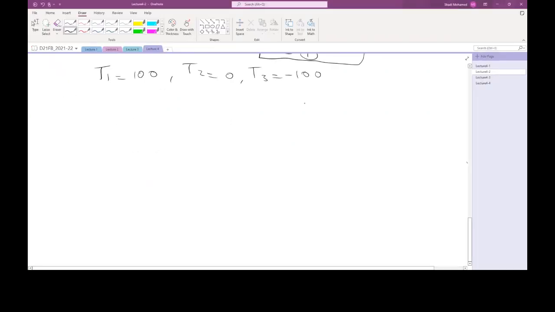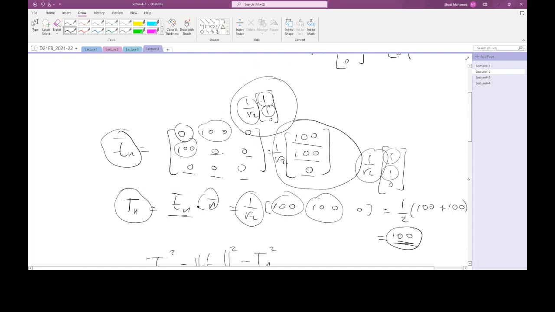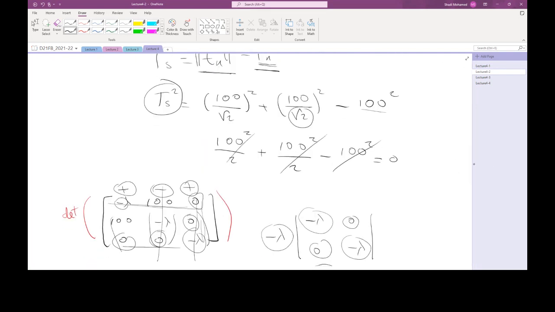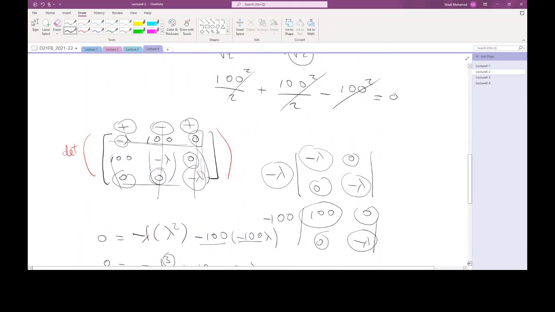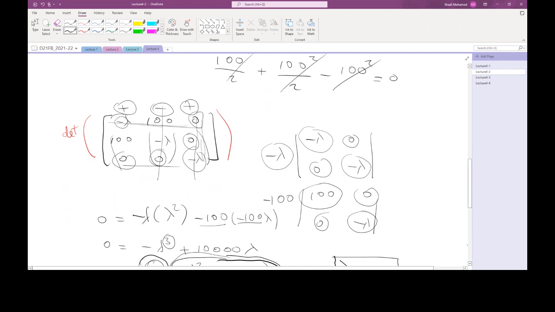To find the direction for T1, so for T1 equal to 100, you remember I took lambda and subtracted from the diagonal terms. It's ugly now, but try to bear with me. You have the minus lambda here, but you still didn't know what lambda is. Now you know that lambda is equal to 100, so I'm going to substitute lambda with 100 and find the direction.